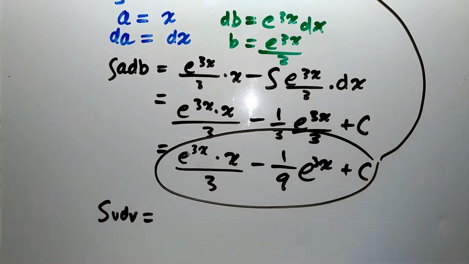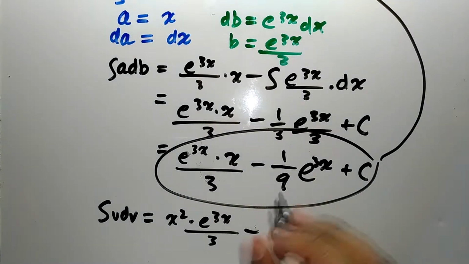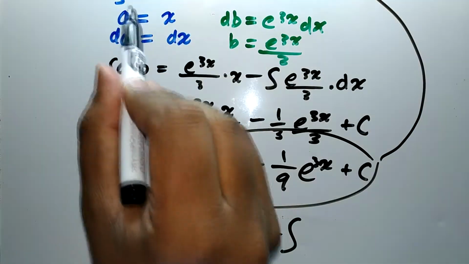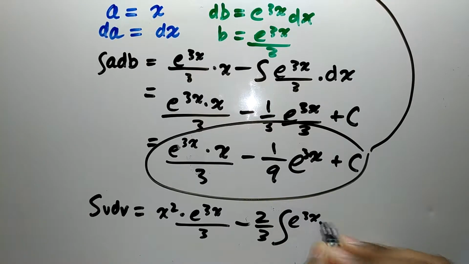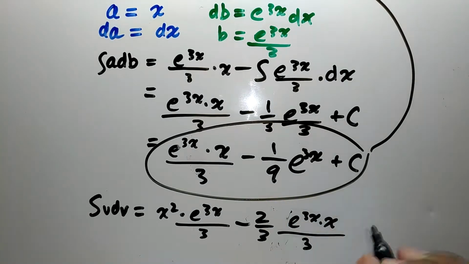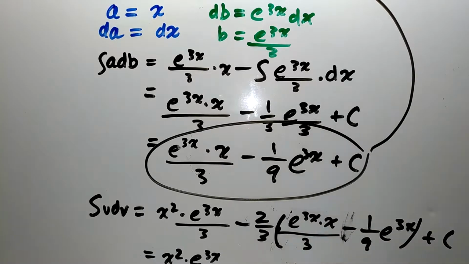so that our final integral, our final answer, just becomes x squared times e to the 3x over 3 minus 2/3 times the integral that we solved here, so it's just going to be e to the 3x over 3, minus 1 over 9 e to the 3x. I'm just writing what we circled there, and then we can just expand that to get the final answer.